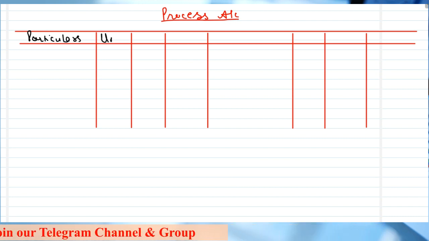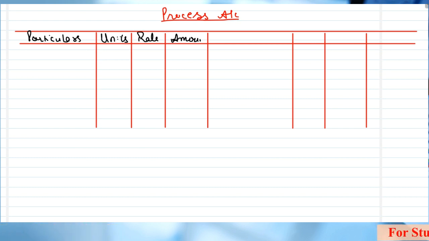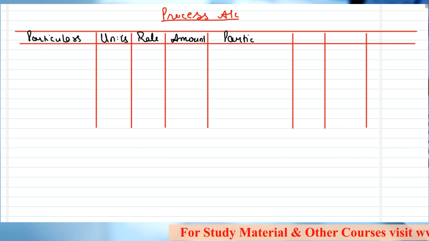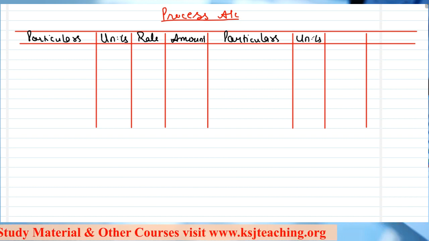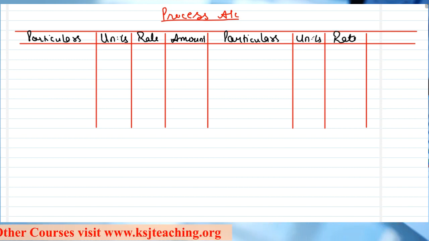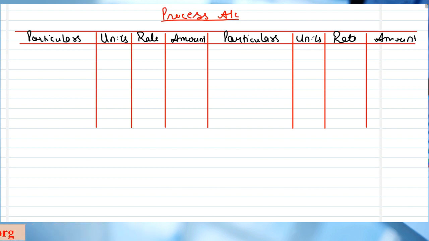Then we have units, rate, amount, right? Again we have particulars, units, rate and amount, right? Any doubts?